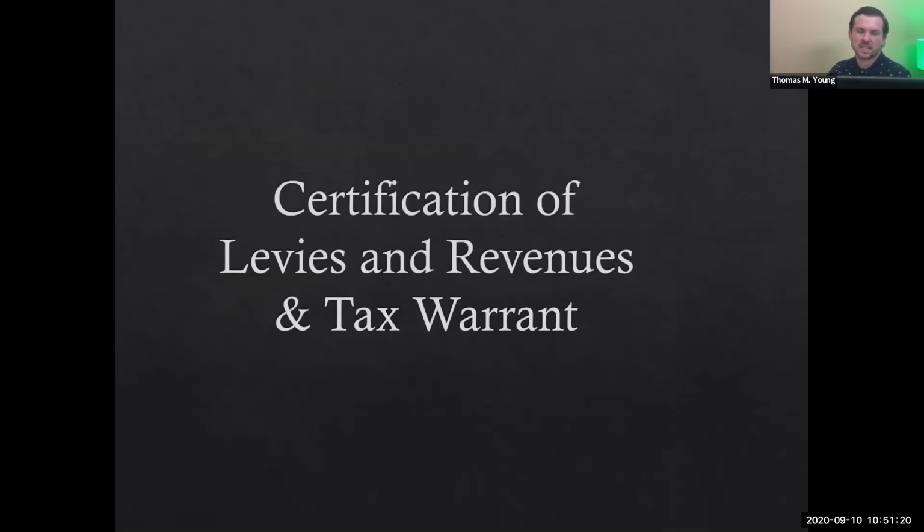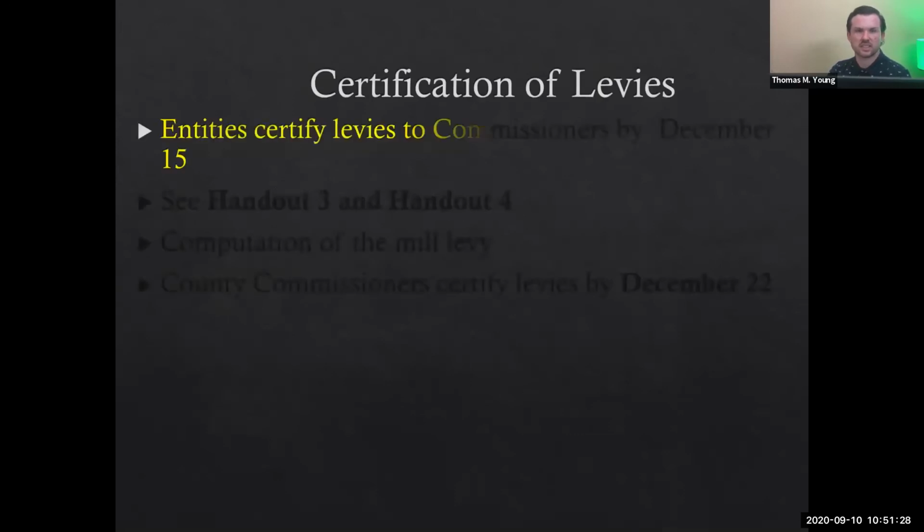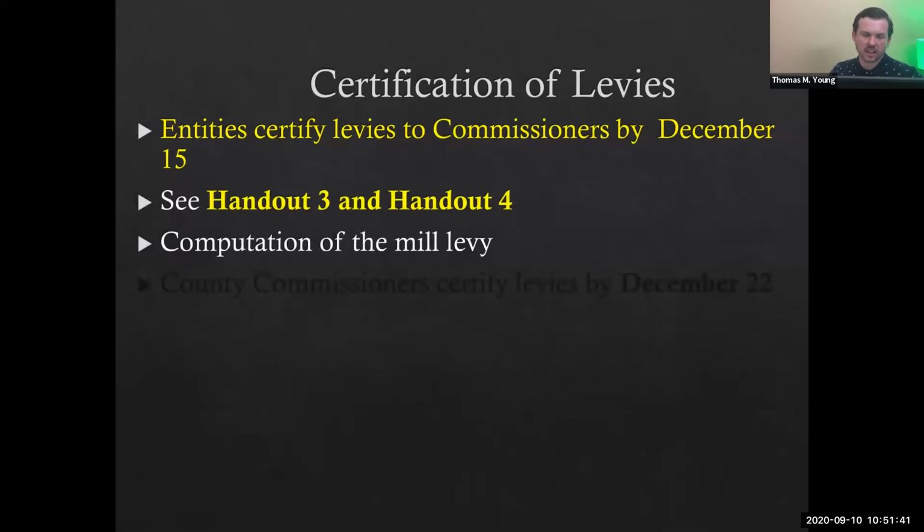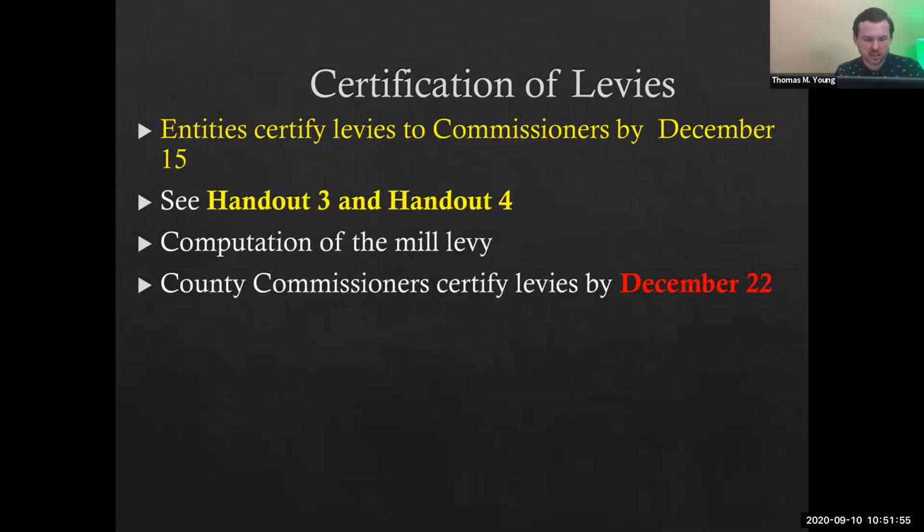And then the last piece is the certification of levies and revenues from the entities to the commissioners, and then the tax warrant. So entities have to certify their levies to the commissioners by December 15th. You have that whole certification in handouts 3 and 4. You have a computation of the mill levy on there, and it has all of the steps laid out just like the certification of values form. And the commissioners are going to go through those and certify them by December 22nd.